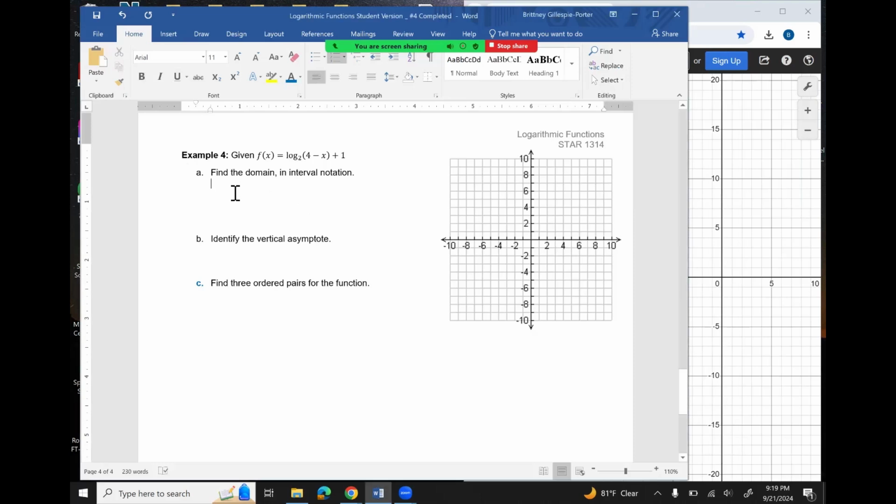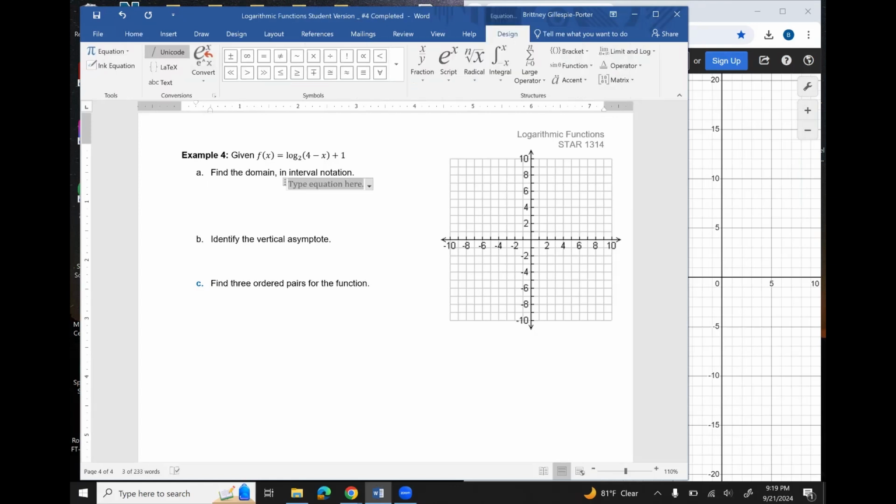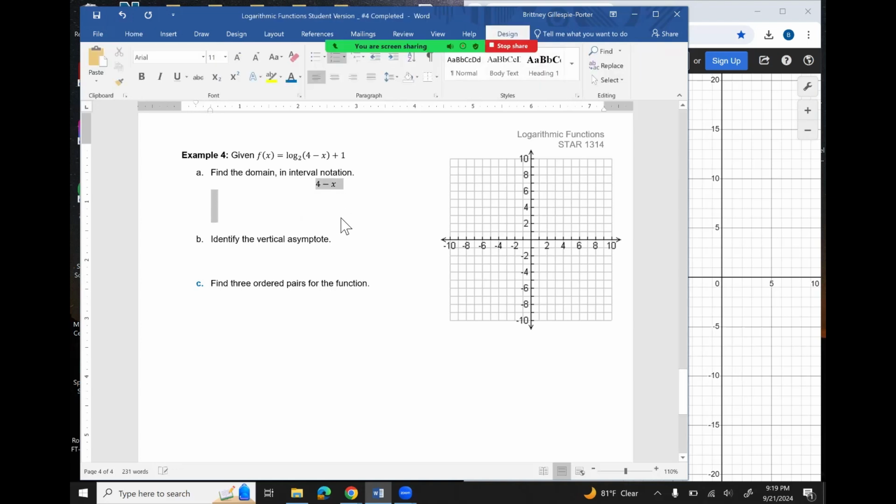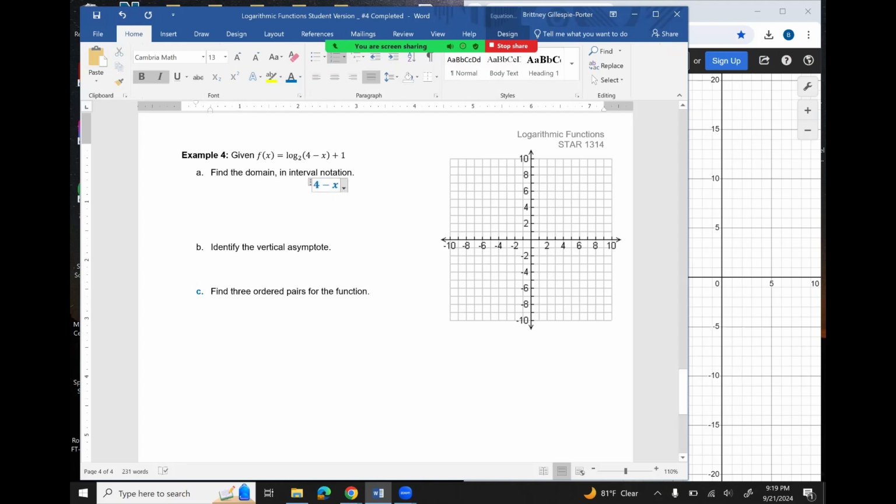All right. So starting out, we have f of x is equal to log base 2 of 4 minus x plus 1. Okay, so we are going to start out by finding the domain in interval notation. Remember, you take what's in the argument, which in this case is 4 minus x. Remember, the argument is what is inside the parentheses, and we set it greater than 0.